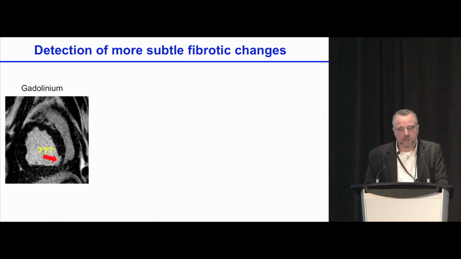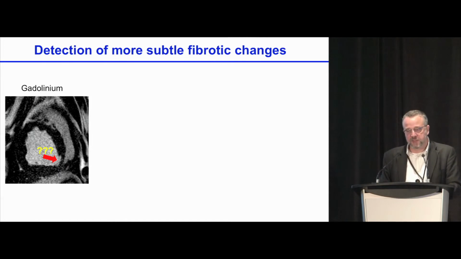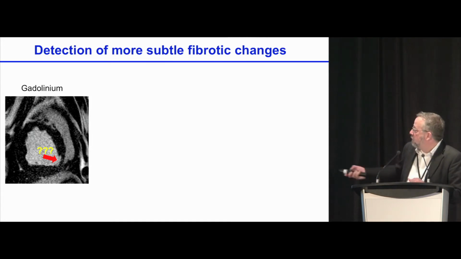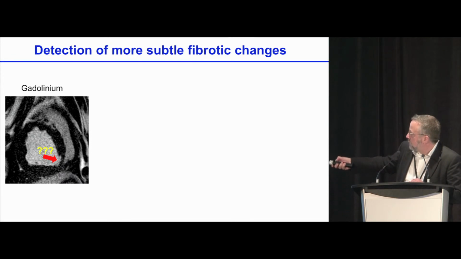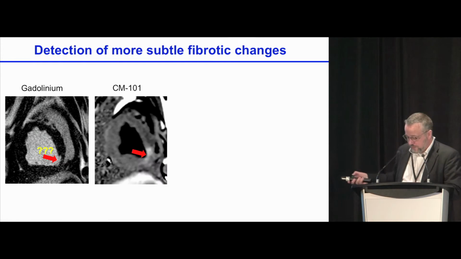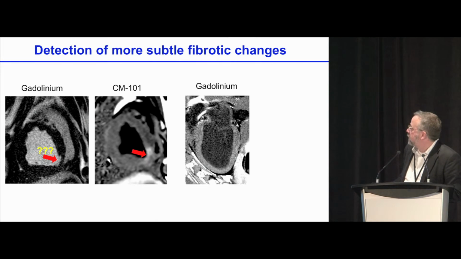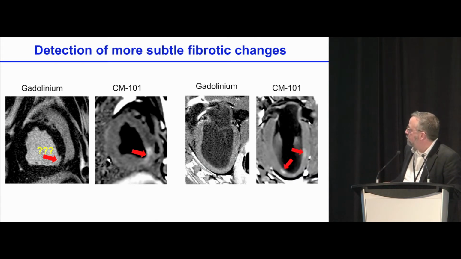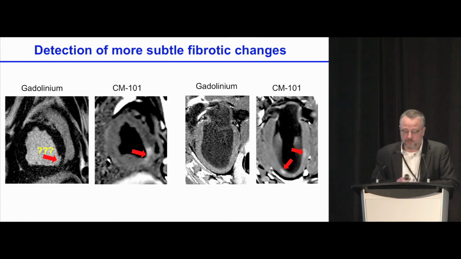In another example, this is an animal that got fewer microspheres directly into the LCX. And this is a case where now you can see what looks like there may be some fibrosis here in the wall. Again, much more clear with the targeted contrast agent. And then in this two-chamber view, the delayed enhancement really doesn't pick anything up. But again, we can see these subtle changes with CM101.